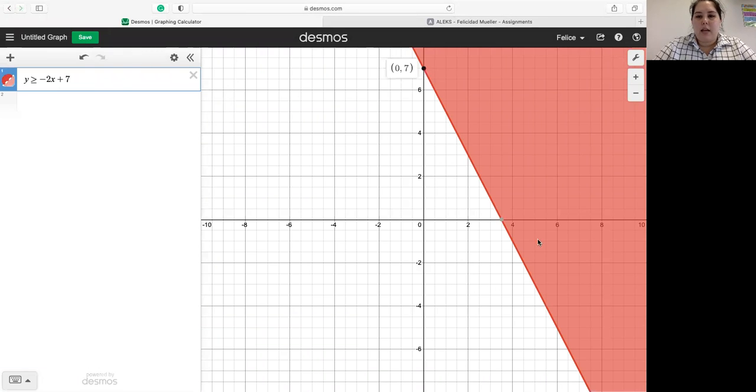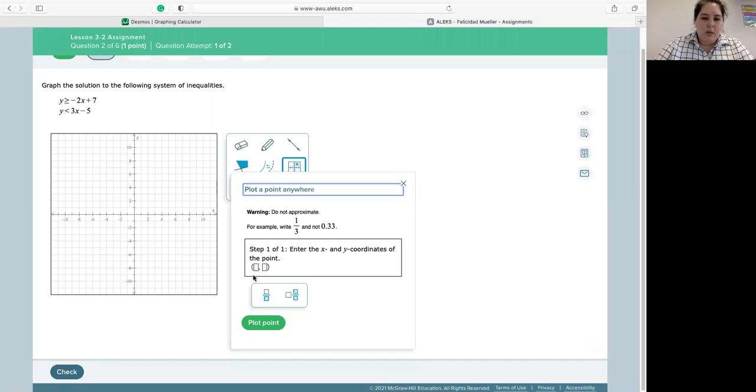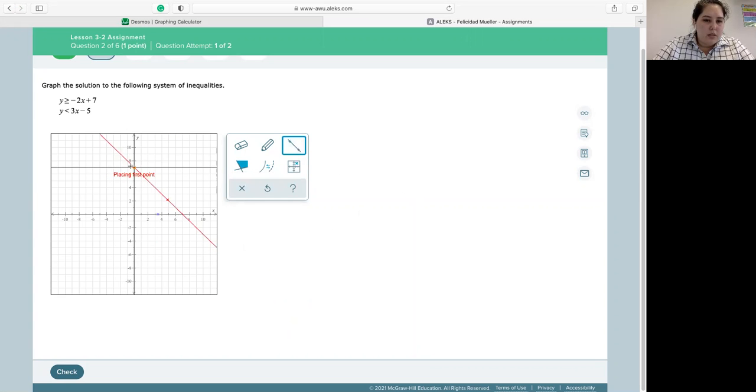So looking here, I'm going to plot these 2 points so I can graph my line. And do notice it is a solid line. So I'm going to go ahead and graph the point 0, 7, as well as the point 3.5, 0. And I can do 3.5 because that is an exact value versus it's not approximate. So I'm going to draw a line between these two, using these 2 points. And I'm going to go ahead and leave it solid.